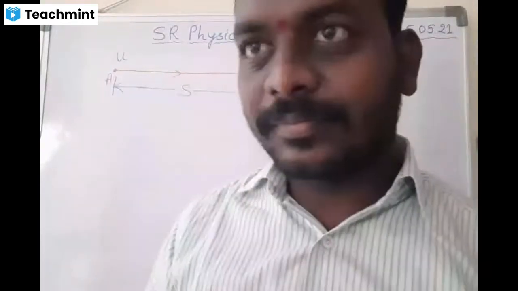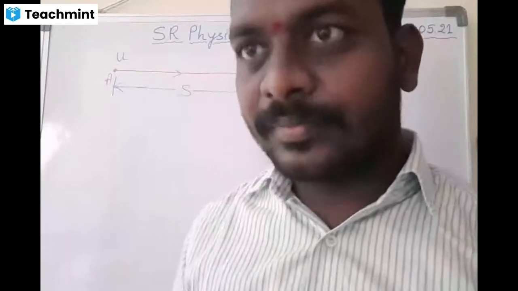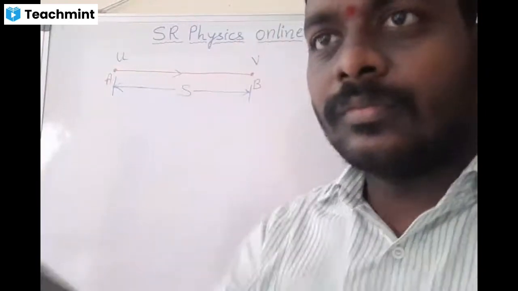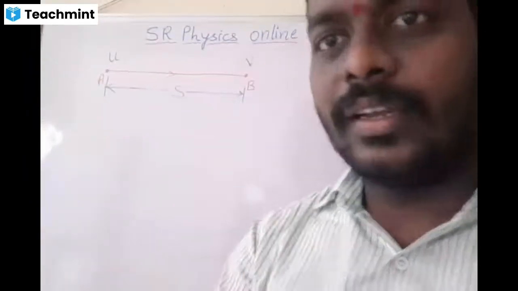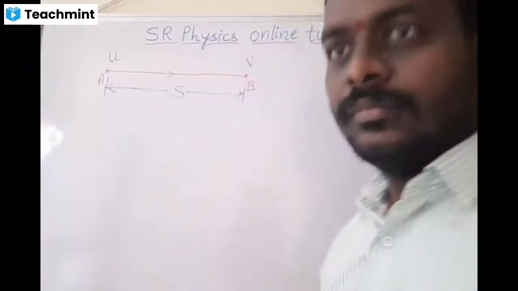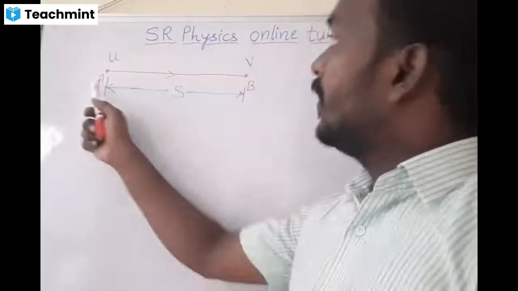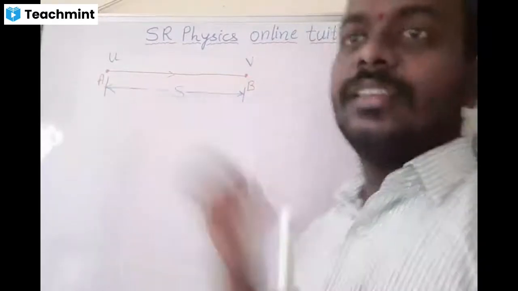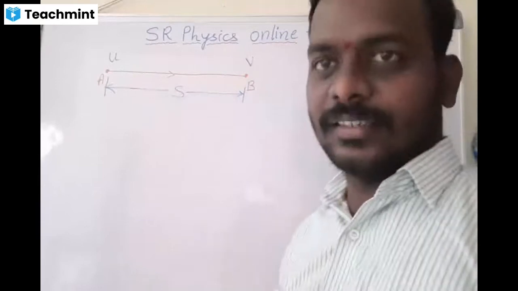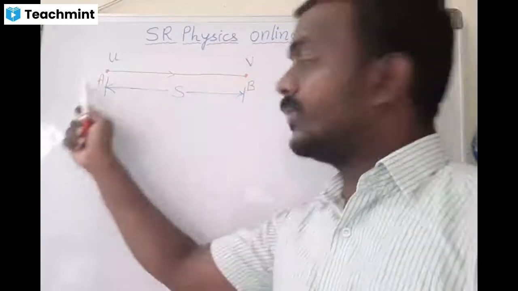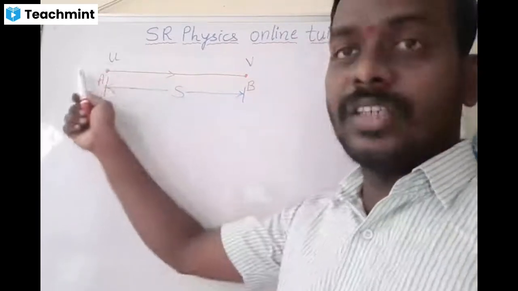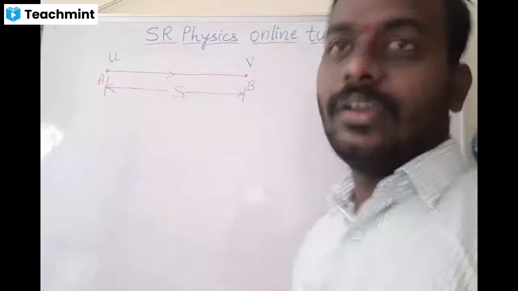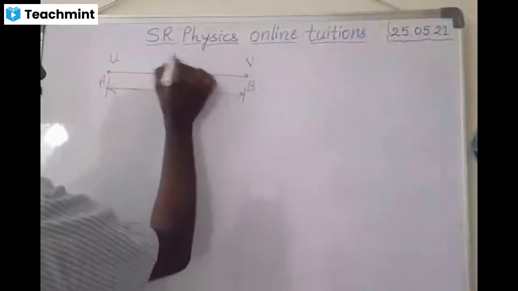Now, is it clear? One second, please be in line. Now, is it okay? Right. So from A to B, it takes a total time T, let us consider. The time taken to reach from A to B with uniform acceleration, initial velocity u and final velocity v, is t.